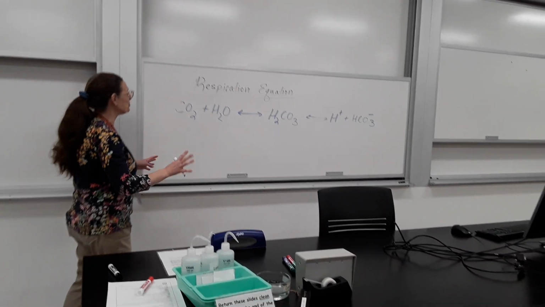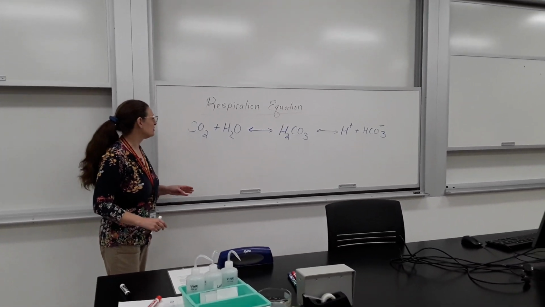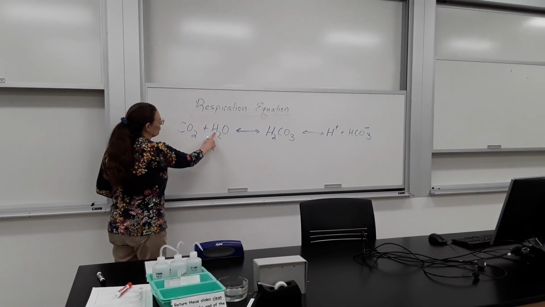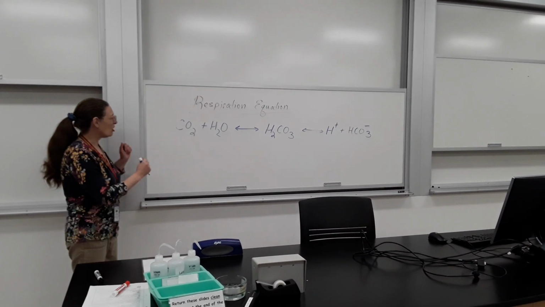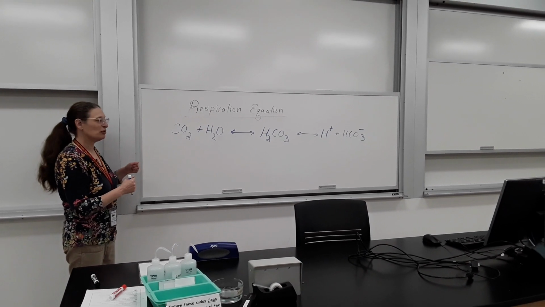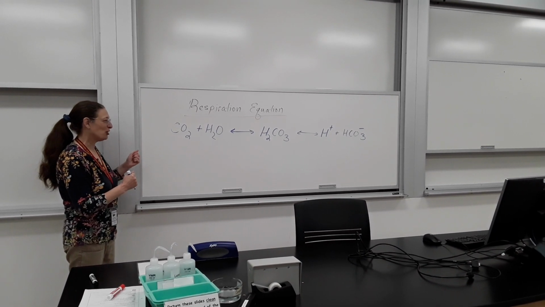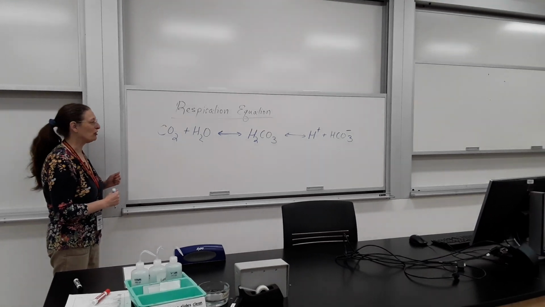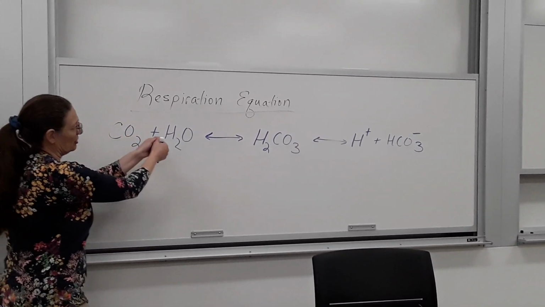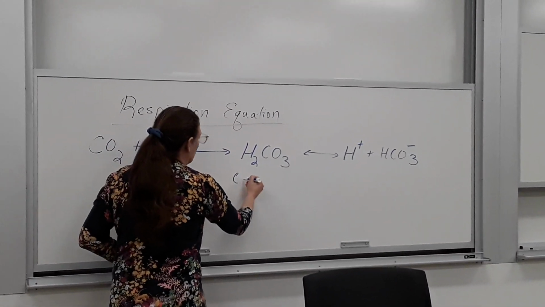Right, this is a respiration equation, and what it means is anytime you have a solution that has carbon dioxide and water, some of the carbon dioxide will stay separate as carbon dioxide and water, but some of the molecules will recombine and switch partners. They're going to come together and form this new molecule, which is called carbonic acid.